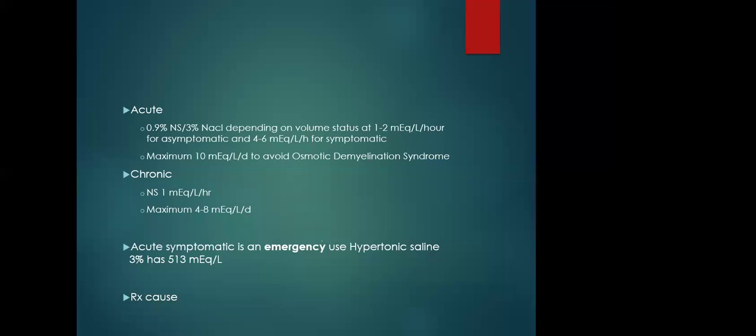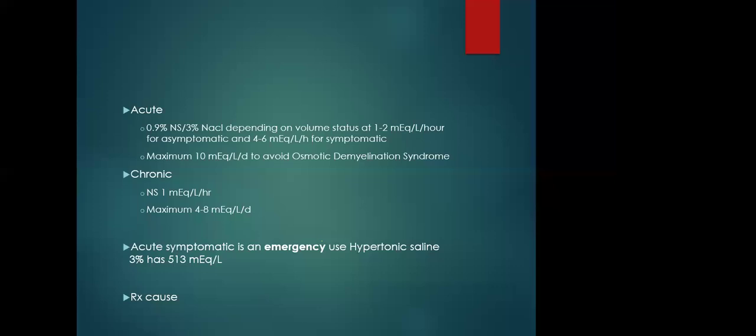In the acute phase, we can go to 0.9% normal saline or 3% sodium chloride, depending on the volume status. But you will have to know the rate: 1 to 2 milliequivalent per liter per hour for asymptomatic, and 4 to 6 milliequivalent per liter per hour for symptomatic. The maximum correction per day should not exceed 10, to avoid osmotic demyelination syndrome or pontine myelinolysis. And for chronic, we can go to normal saline at 1 milliequivalent per liter per hour, but the maximum is 4 to 8 milliequivalent per liter per day.